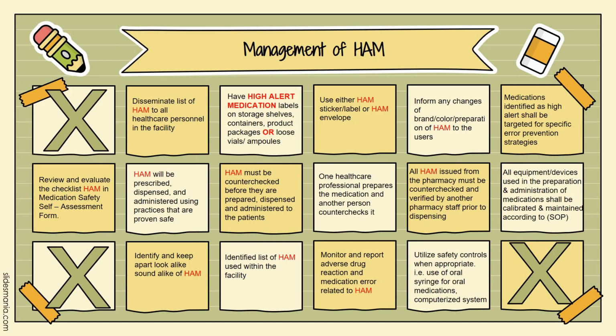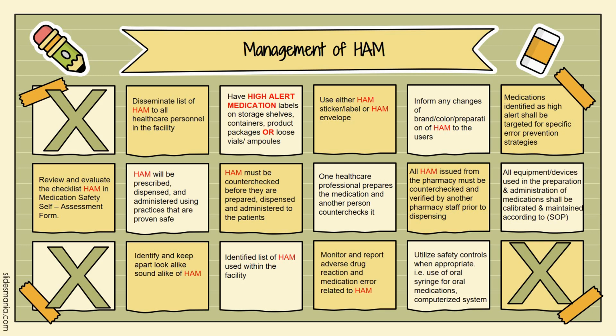So these are the management of harm. First is disseminate the list of HAM to all healthcare personnel in the facility, and then have high alert medication labels on the storage shelf, container, product package or loose vial or ampoules. Use either HAM sticker or label or HAM envelope. Inform any changes of brand, color, preparation of HAM to the user. The medication identified as high alert shall be targeted for specific error prevention strategies.